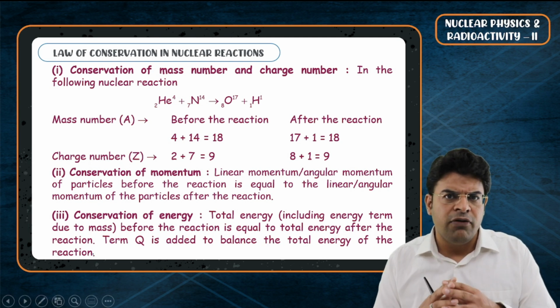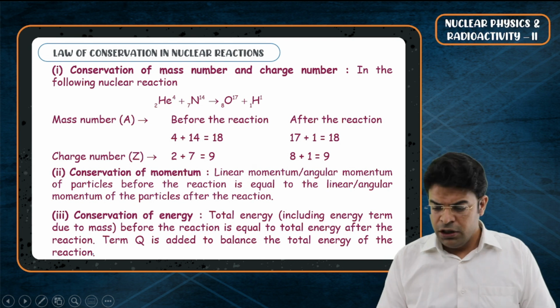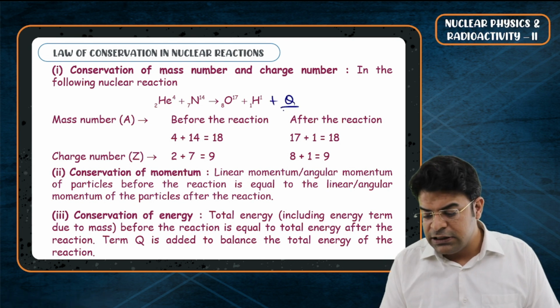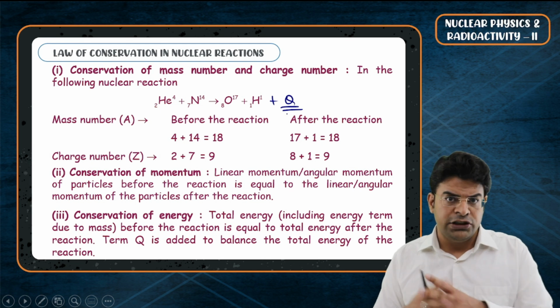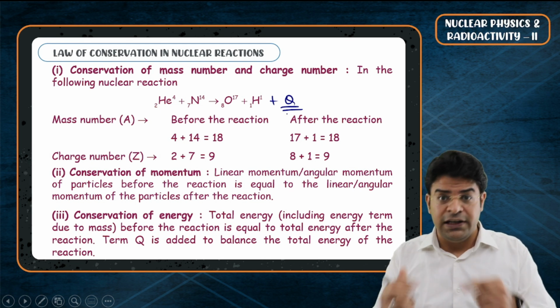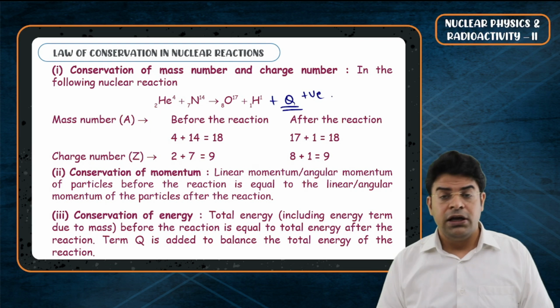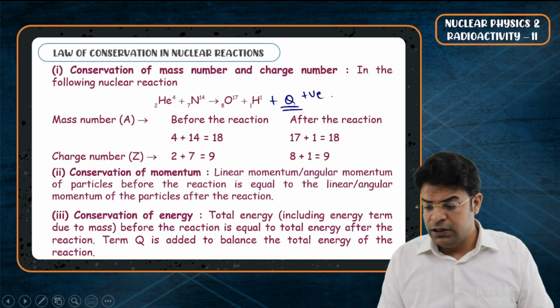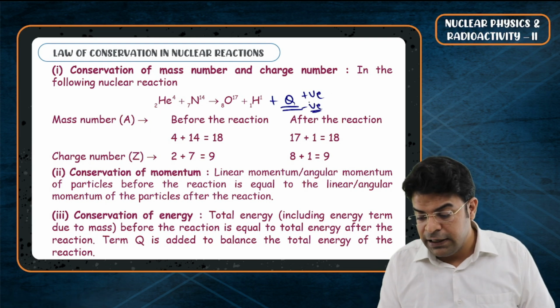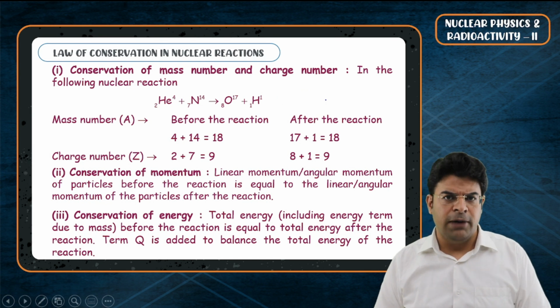In the last hour, we have talked about Q value. Q value means the energy released during the nuclear reaction. If the energy is released, Q is positive. If the energy is absorbed, then Q comes out to be negative. Keep this small thing in mind.